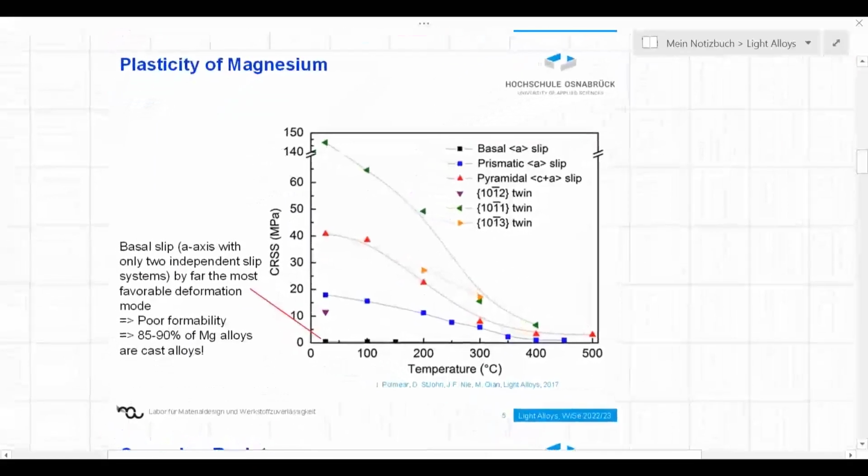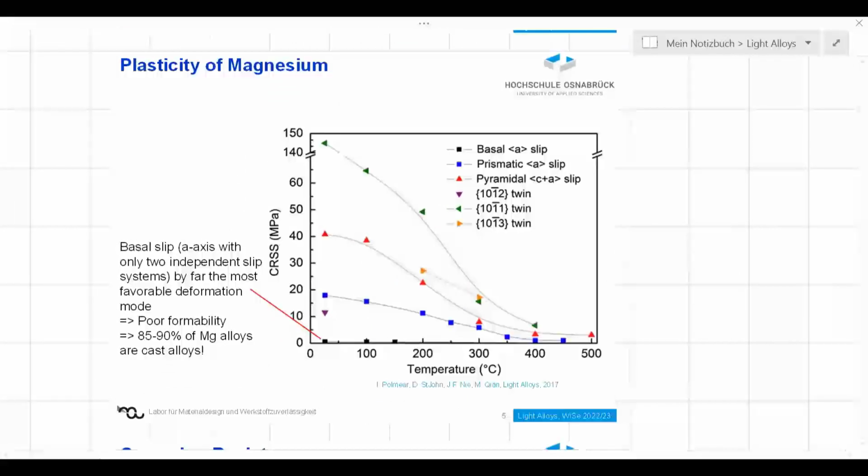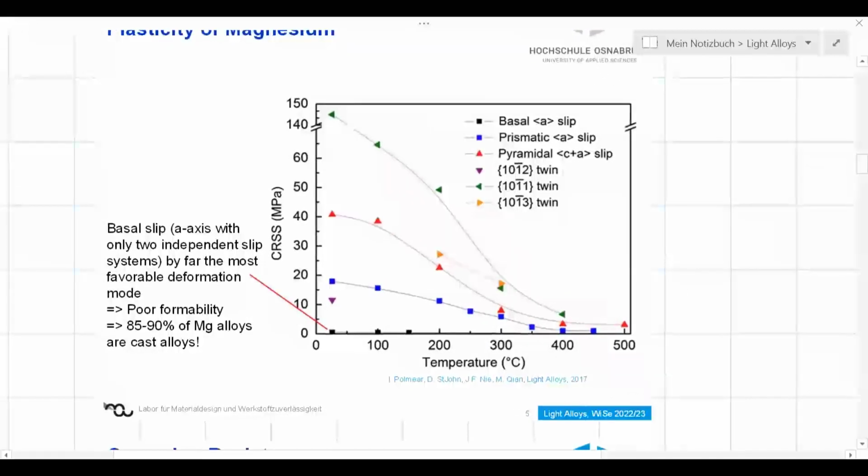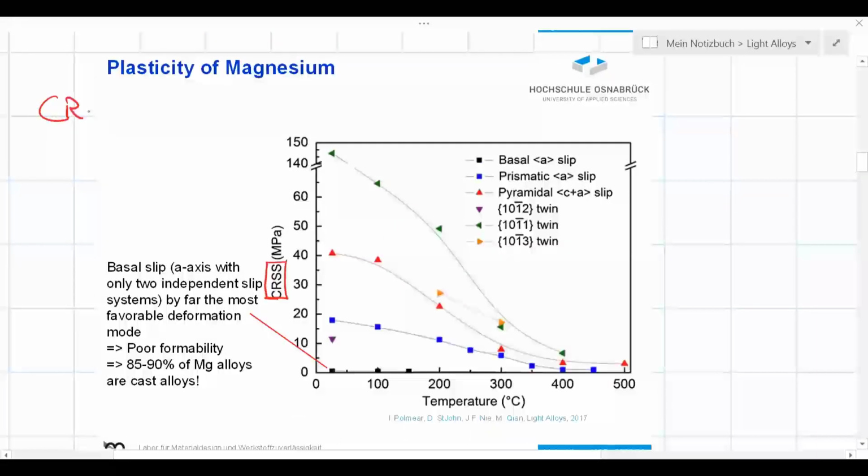Good. Now let us have a look at plasticity of magnesium alloys. We got the issue we discussed with titanium, also with magnesium alloys. It is HCP material. The number of glide systems are very limited. And if we have a look at the critical resolved shear stress in order to activate different glide systems. So CRSS indicates the critical resolved shear stress.